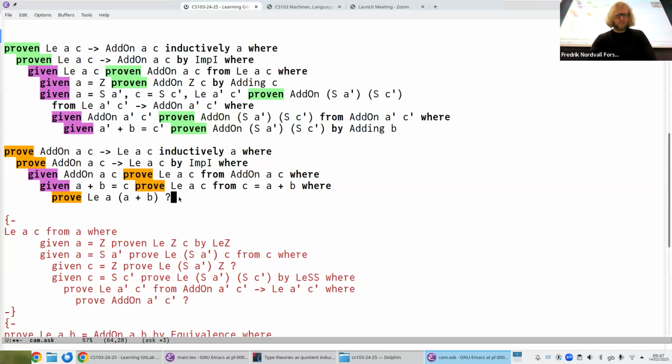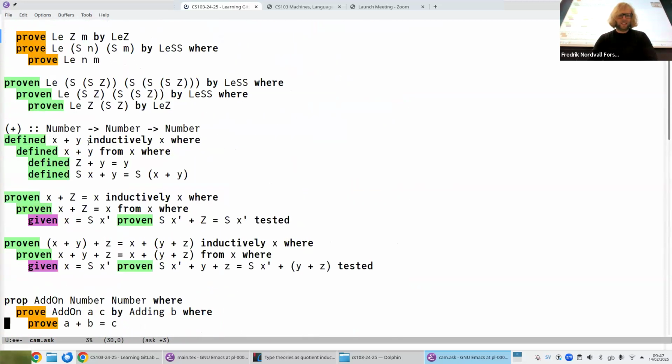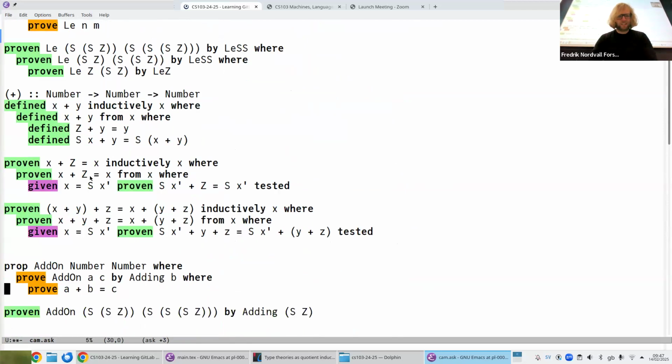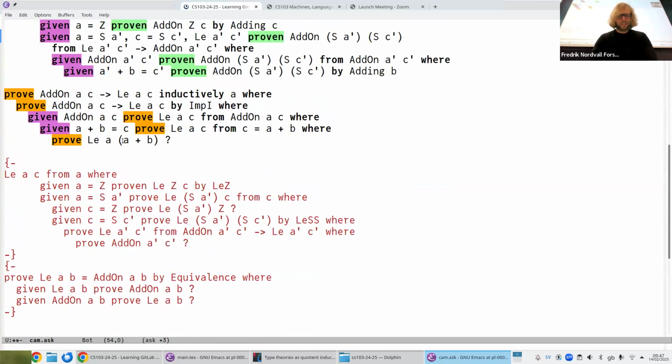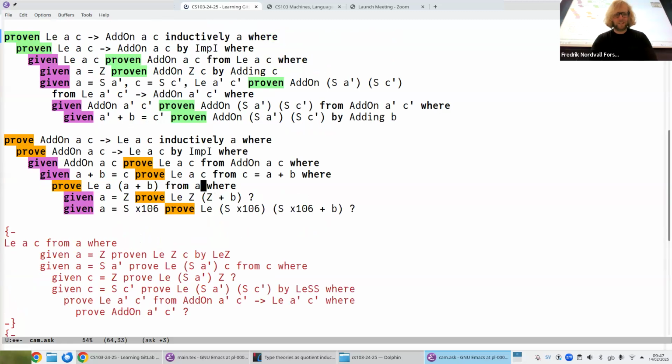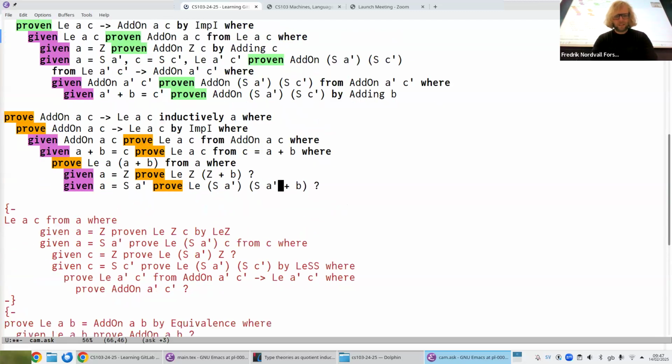Okay, so now obviously I have to look at something. Maybe not A anymore, but plus is defined by looking at, yeah, actually not A. Plus is defined by looking at the first argument, right? So if I want to know what this is, I better look at the first argument too. So I'm going to say from A. And then I have these two cases again. Okay, and one case is easy.